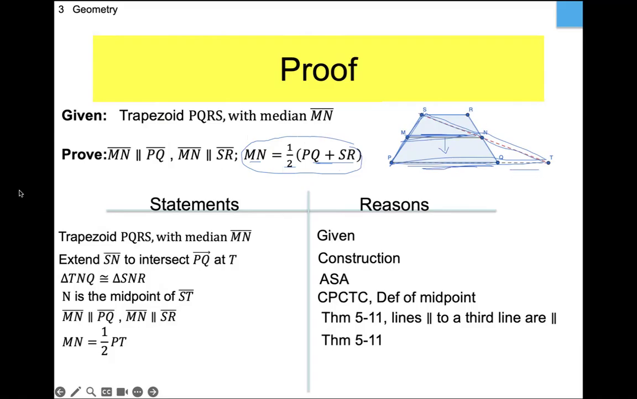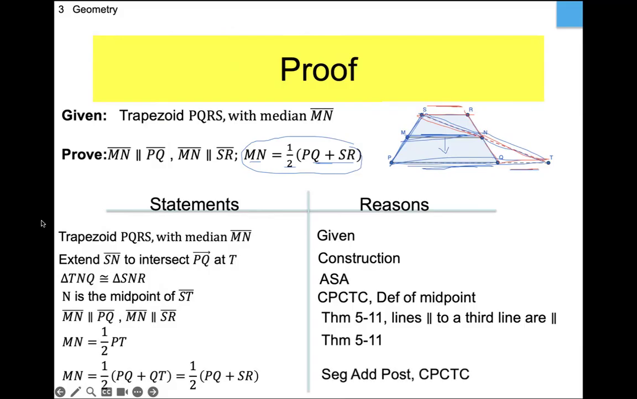But since we previously showed, and I'll do this in red, that this triangle right here is congruent to this triangle right here, then I could substitute SR instead of QT because by CPCTC they are in fact congruent. So this is just the segment addition postulate: PT is equal to PQ plus QT, and QT is equal to SR by CPCTC. And that big hot mess of a proof is now done.